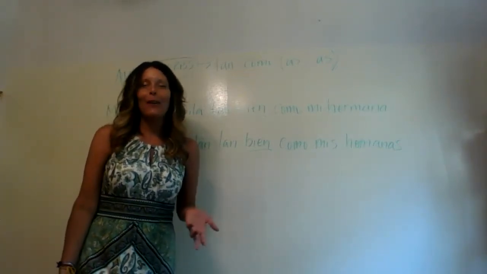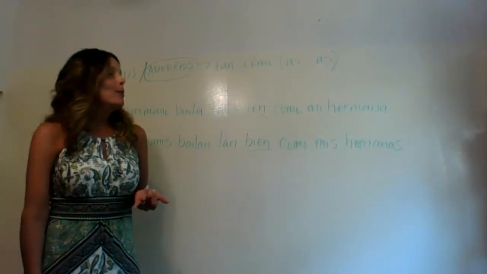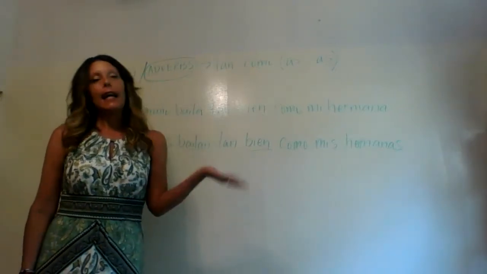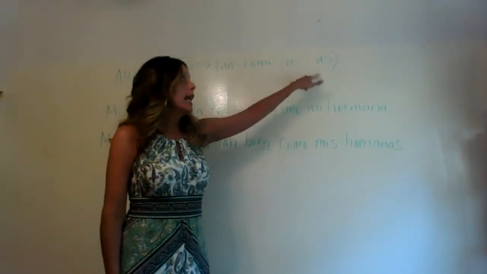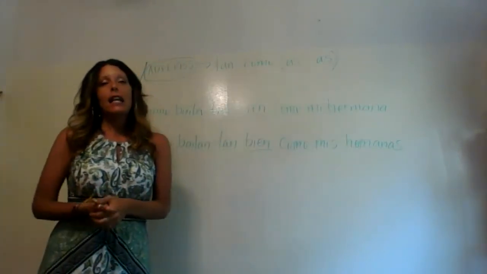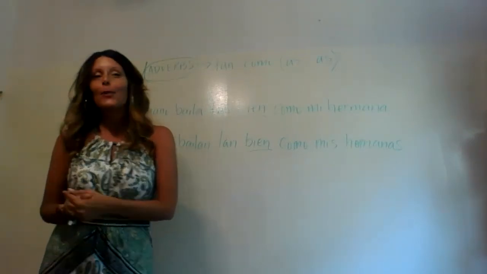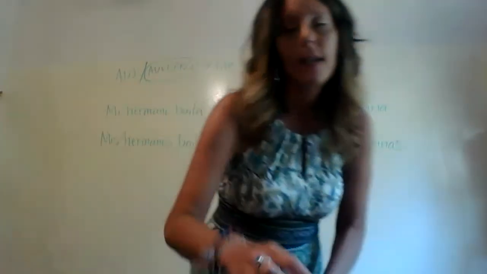Since we don't have to worry about feminine or masculine or singular or plural, just remember that your adverbs are always going to stay the same, and we're going to have this tan and the como also staying the same, meaning as something as, and that something is describing how the verb is done. So more examples coming up, but in a different usage of comparisons of equality.